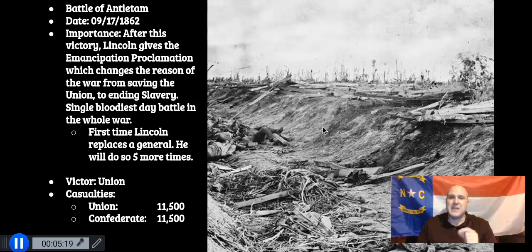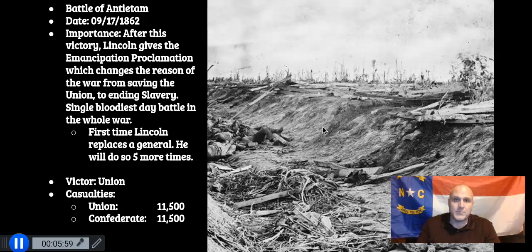Abraham Lincoln was looking for a Union victory to be able to give his Emancipation Proclamation, the proclamation that freed the slaves. That's Antietam. Because the Union won at Antietam, Lincoln was looking for this momentum going forward and gave this Emancipation Proclamation. After this, the North celebrated. They turned their reasoning to fight this war from preserving the Union to now freeing the slaves. Lincoln replaces his general after the Battle of Antietam. He winds up doing it 5 times, and this is the single bloodiest day battle in the whole war.